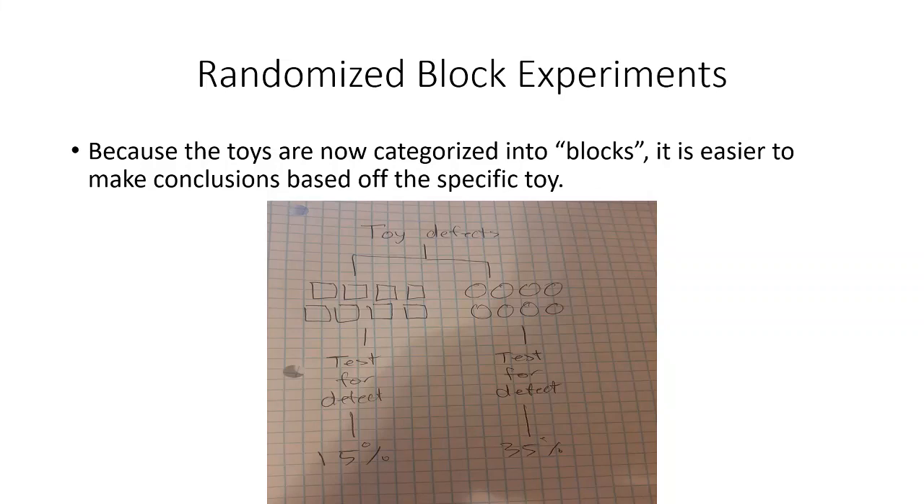In conclusion, the randomized block experiment design is just another way for people to increase the accuracy of their results while gathering information about the subjects in question.